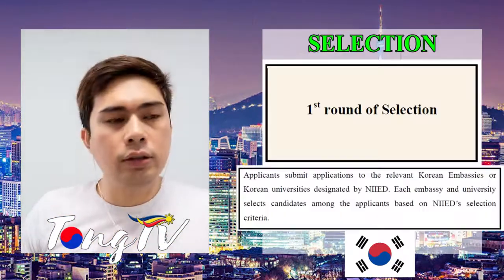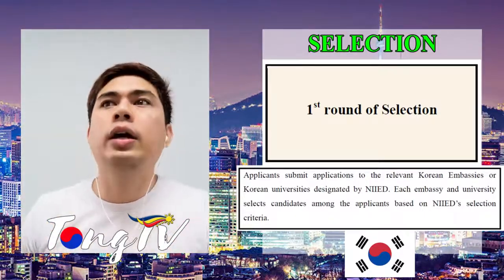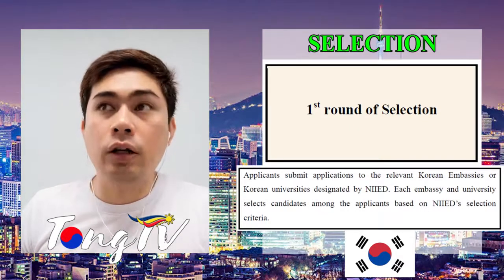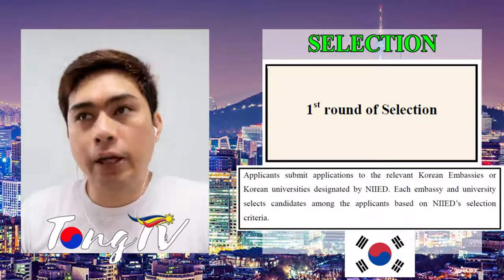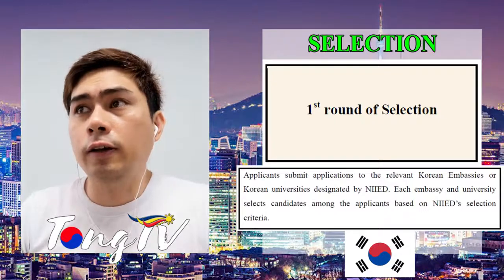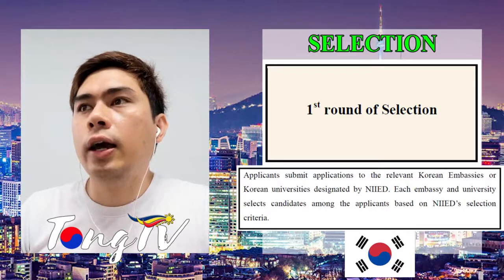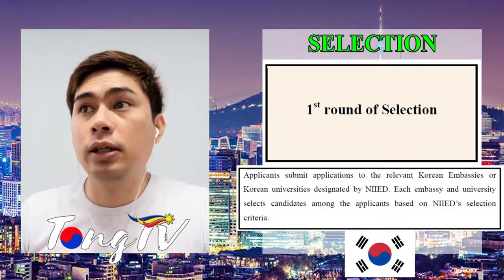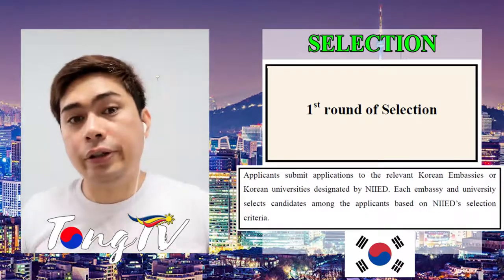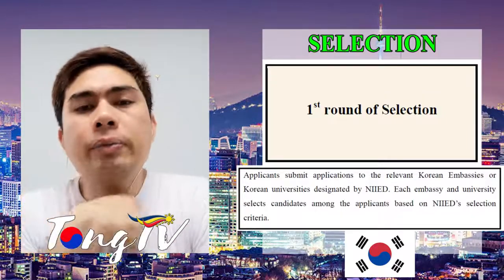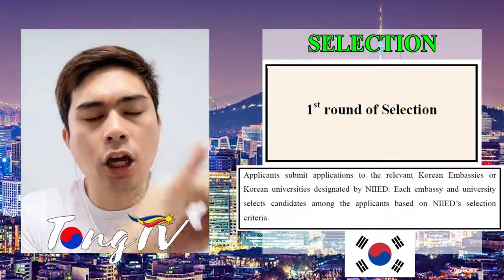Just like I mentioned, I'm going to discuss the selection. There is a first round, second round, and third round of selection. For the first round, the applicants submit their application, either in Korean embassies or in the Korean universities you've selected here in South Korea. Each embassy and university selects candidates among the applicants based on the NIED's selection criteria.